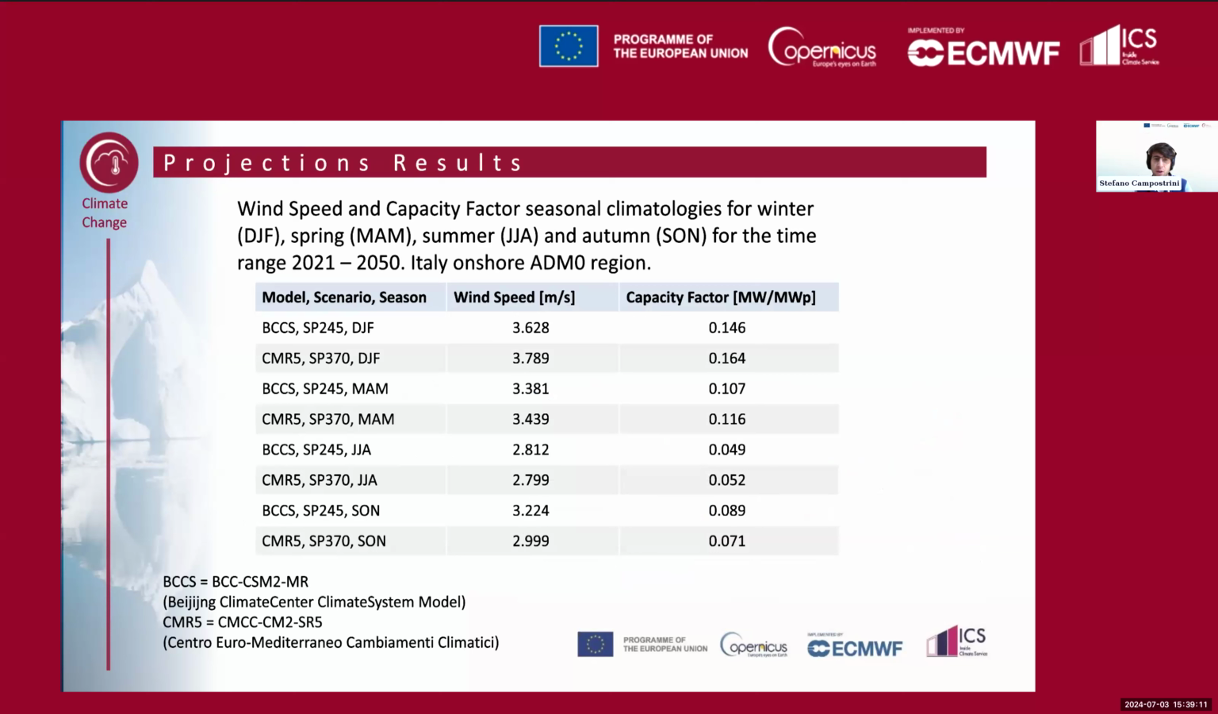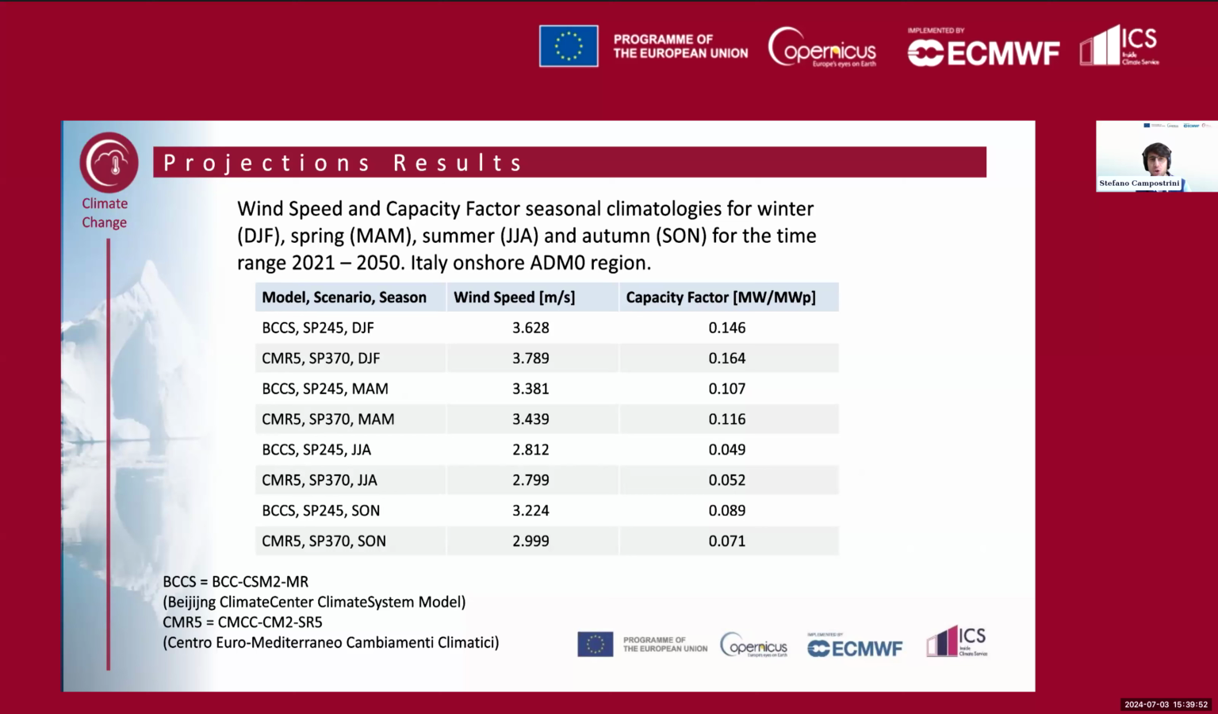So then going on to see some results from the projection streams, we have some seasonal climatologies for winter, spring, summer, and autumn. And the time range is 2021 to 2050. And we're picking the Italian onshore admin zero region, so actually just Italy. And we have results for different models and scenarios. And this is a mistake. It shouldn't be megawatts peak, just megawatts. Sorry for that.